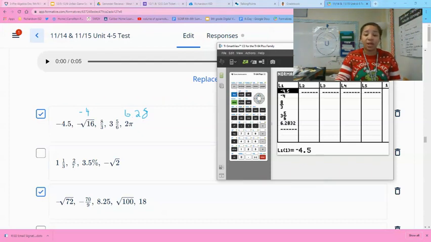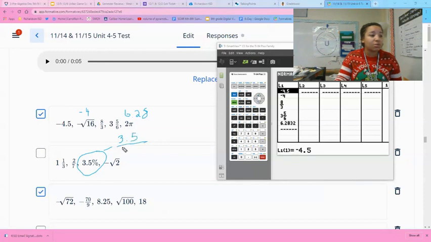Now, if you have a percent here, like we do here, what you would do to write this is you would put this over 100. Anytime you see a percent, you put it over 100. And then that's how you would get your answer.